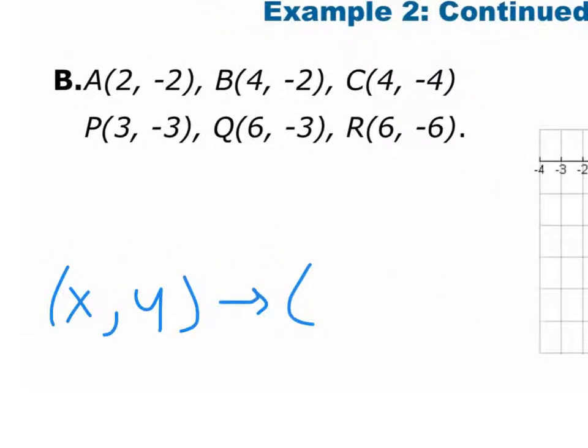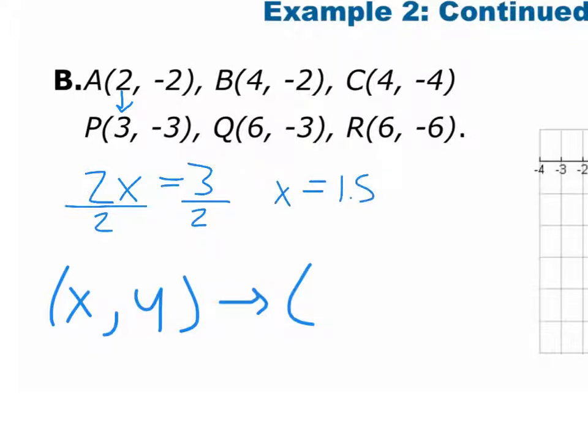So what do we multiply by 2 to get to 3? If we're multiplying something by 2 to get it equal to 3, what does x have to equal? 1.5. So our scale factor for x is 1.5. Let's see if that works for the next one. What's 1.5 times 4? 6. And the next one, what's 1.5 times 4? 6. Perfect.